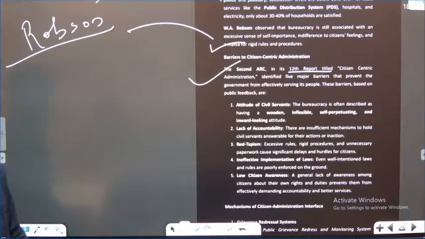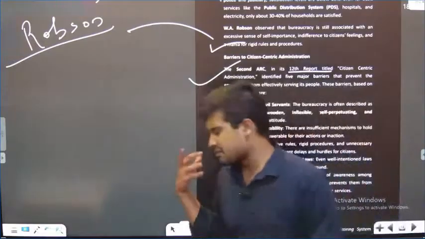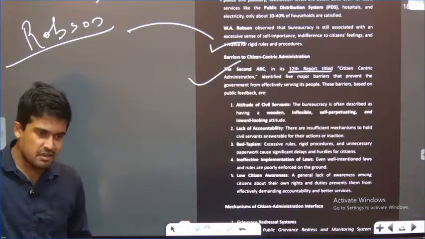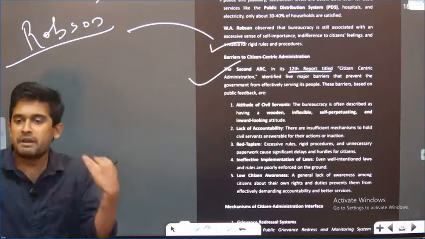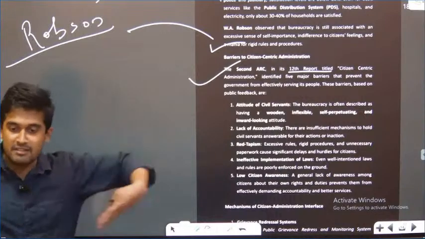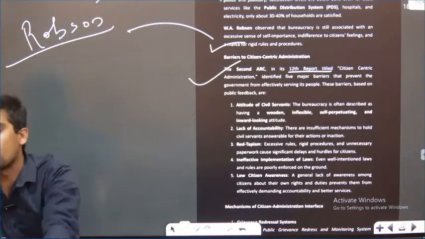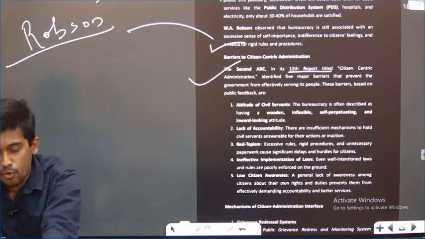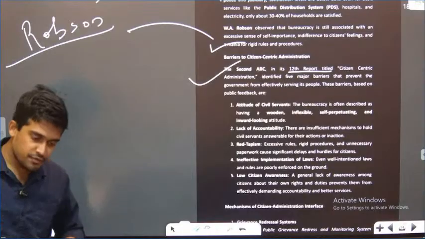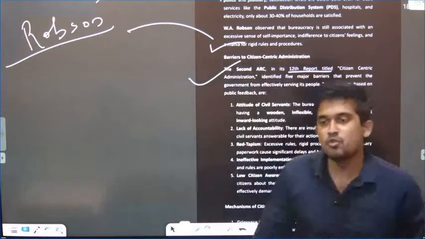Because in paper 2, there is nothing conceptual. There are a few conceptual things I'll explain in class, but paper 2 is basically making the most comprehensive set of answers so that you can cover the whole syllabus, and questions are asked from within your notes. Even if a question is asked from outside your notes, you will still be able to deal with it. So your first job is to make those comprehensive notes for paper 2.